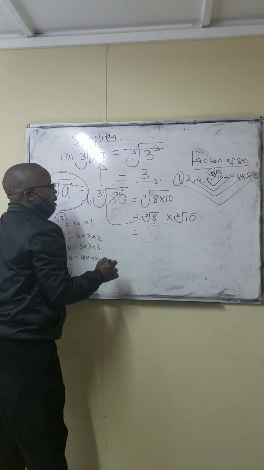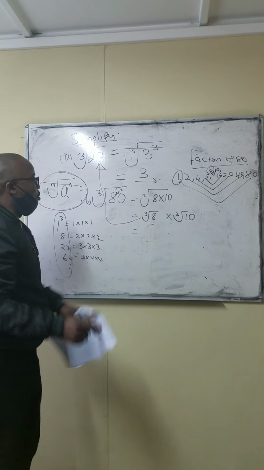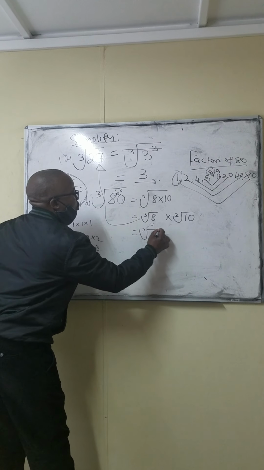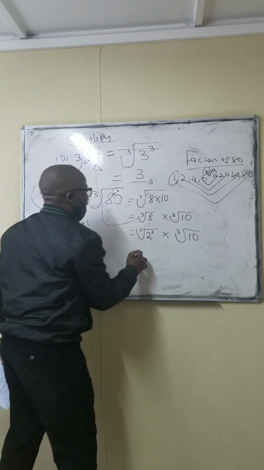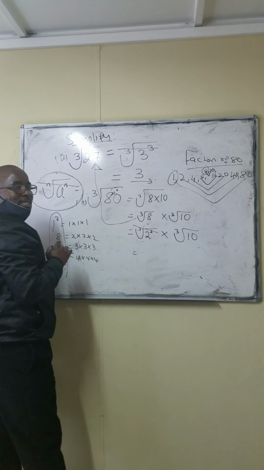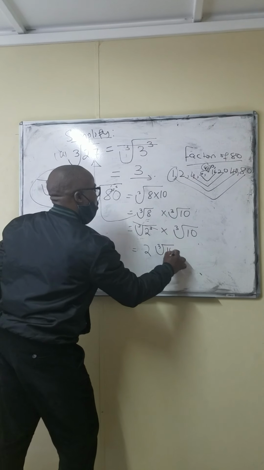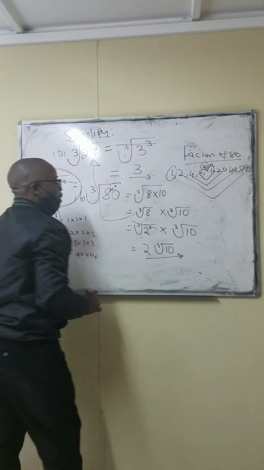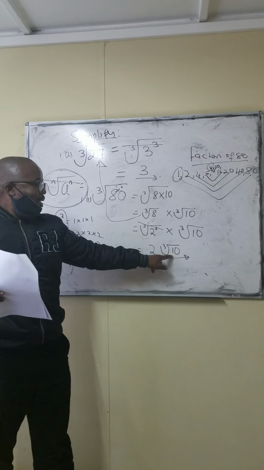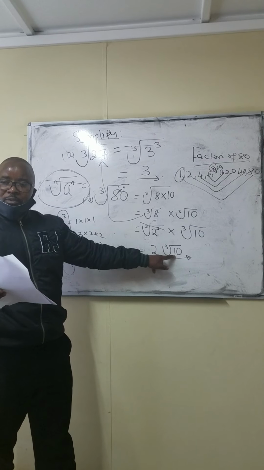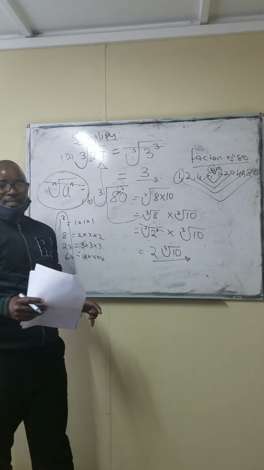So when we get here, we now go back to what we did earlier. Because 8 is a cube number, we can express it so that you can see the cube. So this will be the cube root of 2 cubed times the cube root of 10. The cube root cancels out, and you remain with 2 cube root of 10. So this is your answer. 10 is not a cube number, so it's in its simplest form. We leave it as it is.